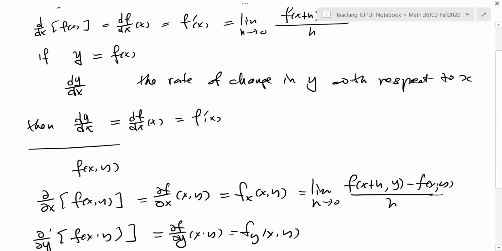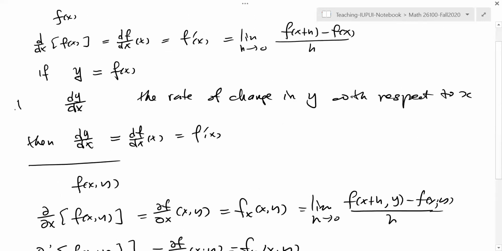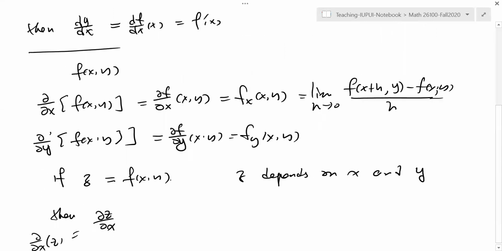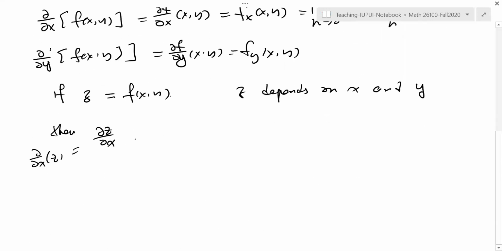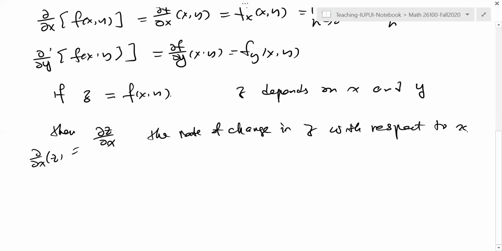Similarly, above we also have this, so we can also write it in this form, and then dy over dx, which is a rate of change. Similarly, the meaning of this is the rate of change in z with respect to x, and I put a little additional comment here: keep y unchanged.